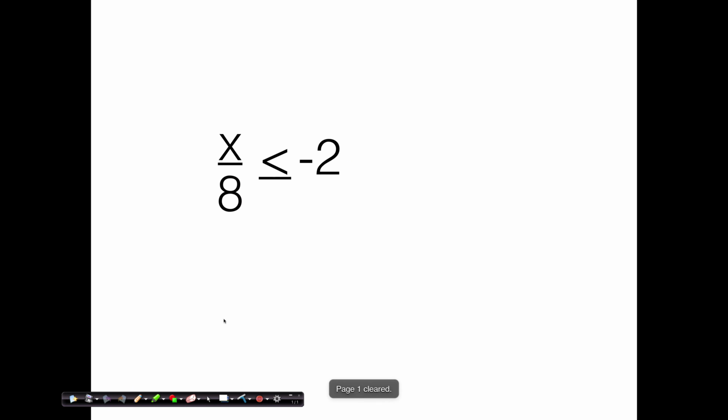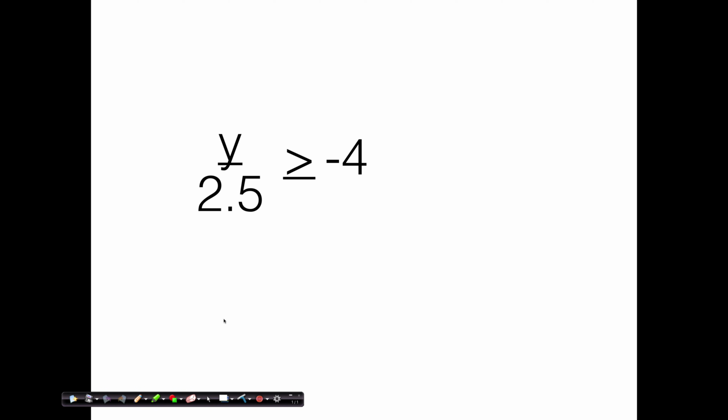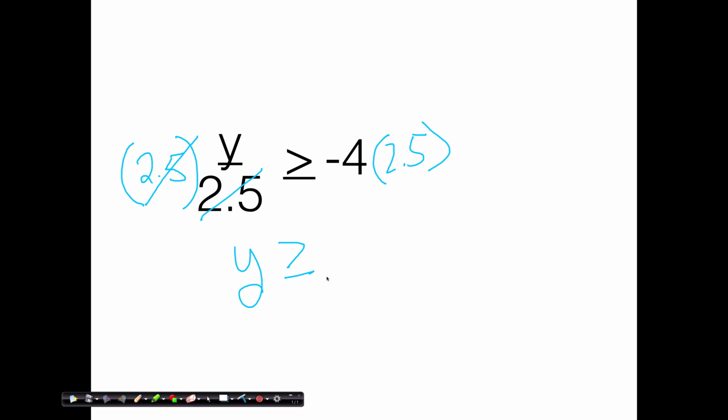Okay, next one. Same thing. Here we go. y divided by 2.5 is greater than or equal to -4. I want to multiply by 2.5 since I'm dividing y by 2.5. And whatever I do to one side, to balance this out, I must do to the other. So now I've canceled out my 2.5s, leaving me y, isolating the variable, which is what I wanted to do, and then 2.5 multiplied by -4. That ends up being, actually, -10. Okay, so that's the answer to our problem.